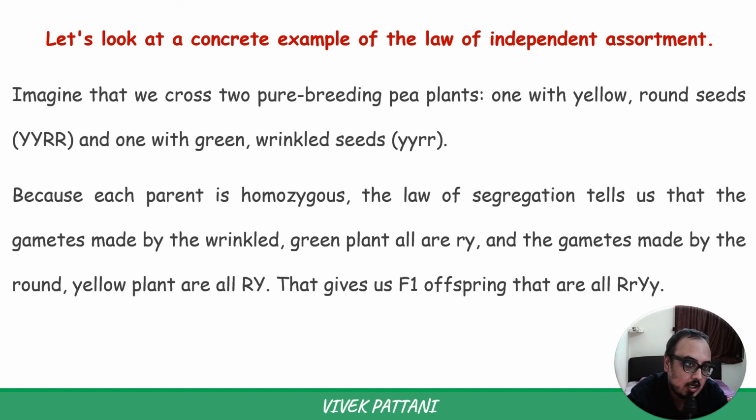Imagine that we cross two breeding plants, one with yellow and round seeds and one with green and wrinkled seeds. Because each parent is homozygous, the law of segregation tells us that the gametes made by wrinkled green plants are all ry and the gametes made by round yellow plants are all RY. And the F1 progeny will be hybrids. In this case, yellow and round seeds are the dominant ones.